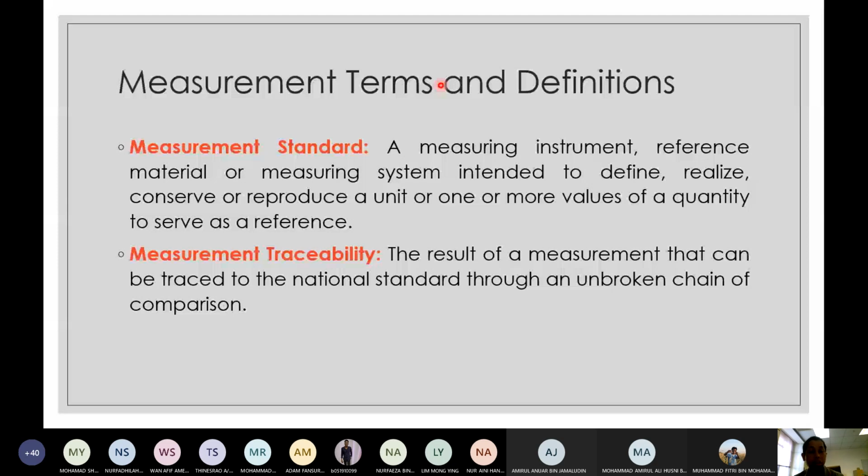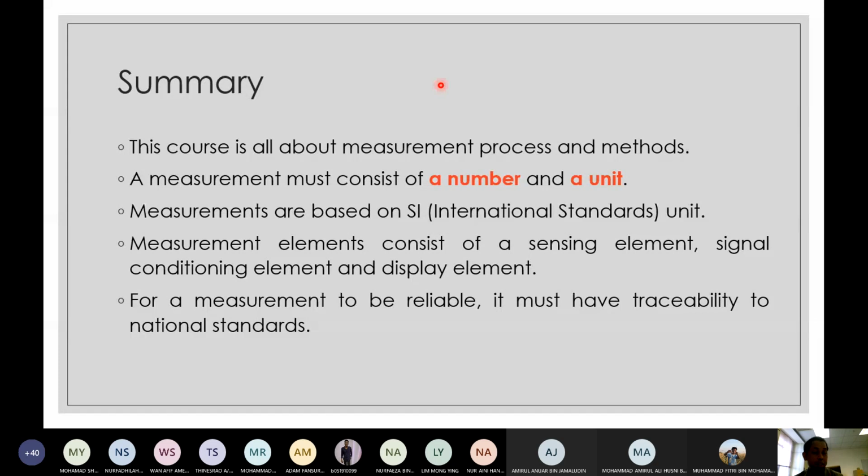And this is the summary of our lecture today. The course is all about measurement process and methods. Measurement must consist of a number and a unit. The measurements are based on SI units. The measurement element consists of sensing element, signal conditioning element, and display element. And finally, for a measurement to be reliable, it must have traceability to national standards.